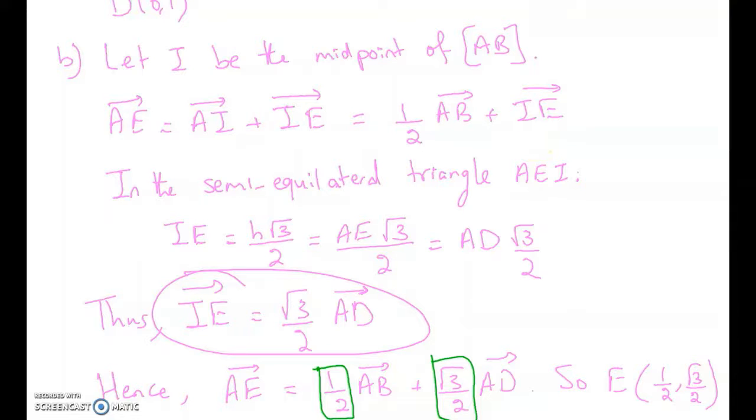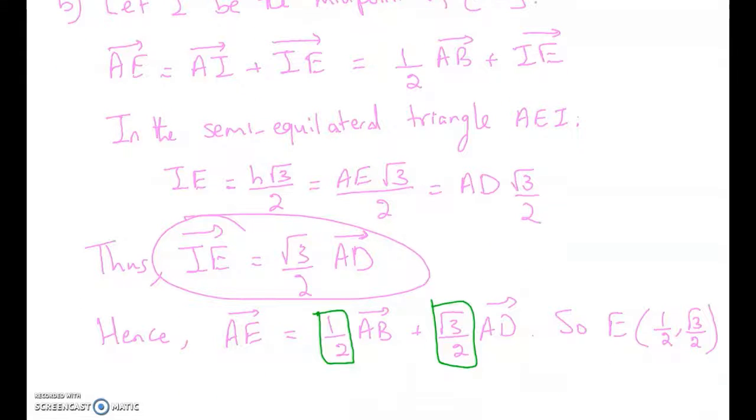What do you get? When you replace it, you will get AE equal half AB plus radical 3 over 2 AD. So we were able to write AE as a linear combination of I and J in our case, which are AB and AD. The coefficients are half and radical 3 over 2. Therefore, the coordinates of point E are half, radical 3 over 2.